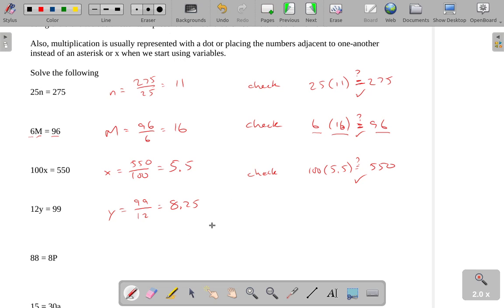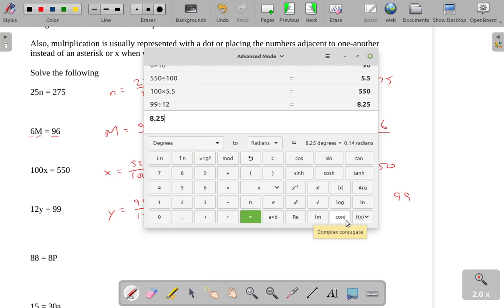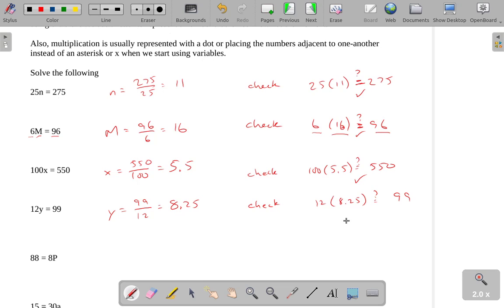And just because it didn't come out as a whole number doesn't inherently mean that we made a mistake. If we want to check to see if we made a mistake, we just try plugging it back in and see if this is a true statement. If 12 times 8.25 is actually 99. 12 times 8.25, you can see that comes out as 99.